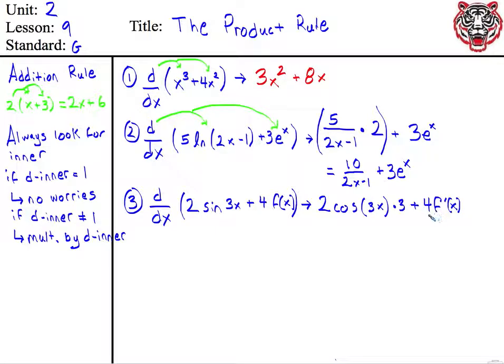Oh, yeah. So those are all excellent guesses. You were close. Ish. Yeah, f prime of x. And just simplify that a little bit more to get 6 cosine 3x plus 4 f prime of x.